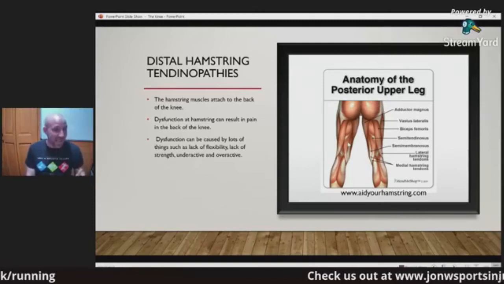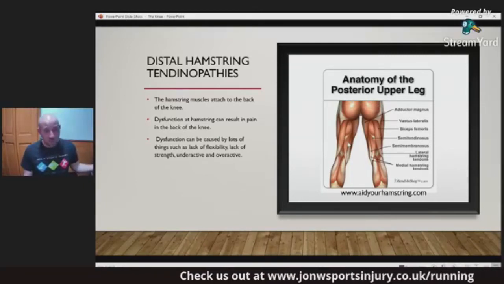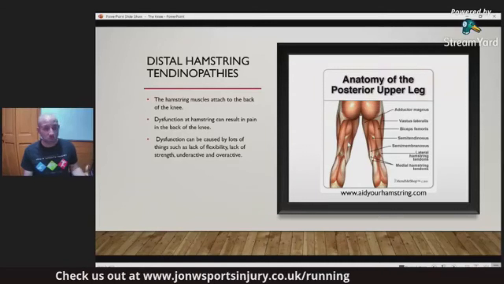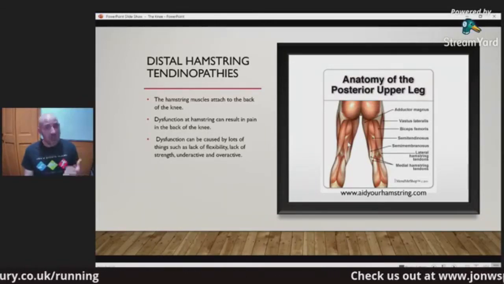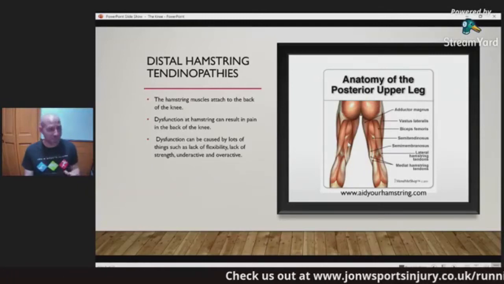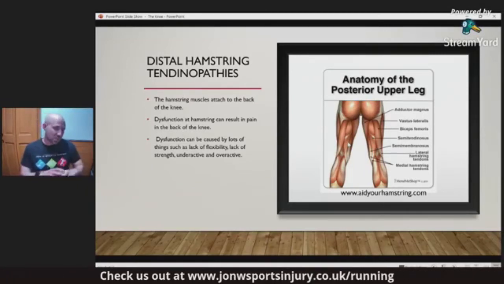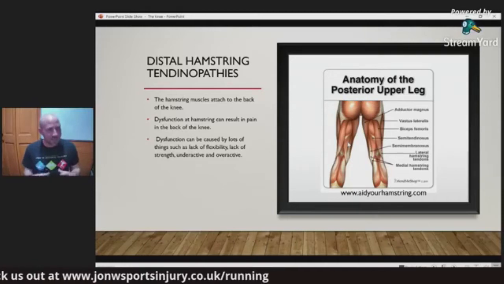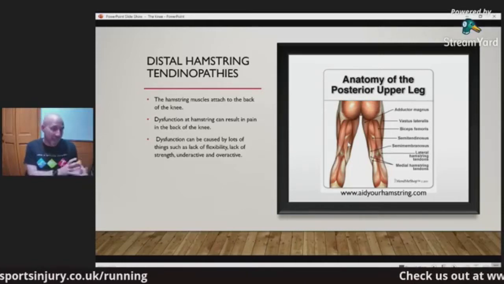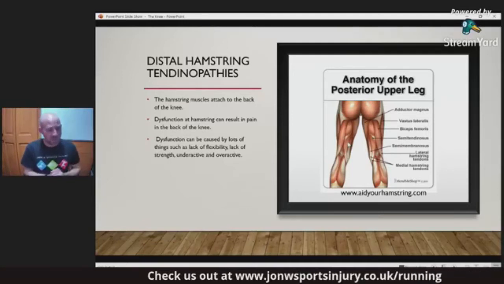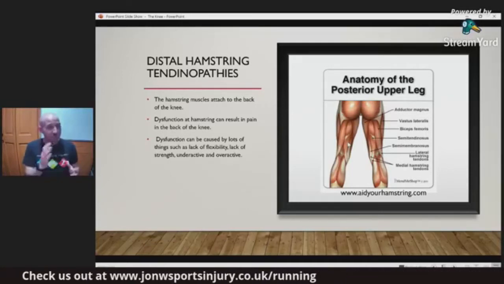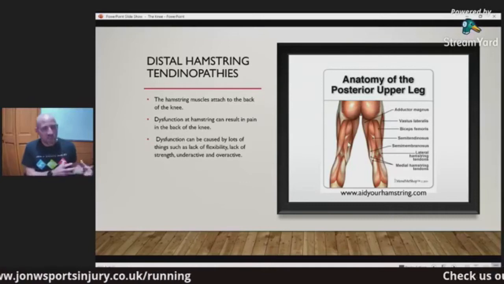And as I say, like when we talked about with the quadriceps, dysfunction could be caused by multiple things. So I'll mention them again: the lack of flexibility, the lack of strength, underactive and overactive muscles. So it's really important that if you suffer any of these pains, we get a true understanding of the cause. What's the problem? For example, people might come to me with hamstring tendinopathies, and we have a look at their hamstrings and they've got full flexibility. So we know that it's not a flexibility issue.